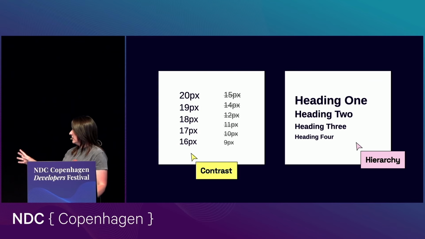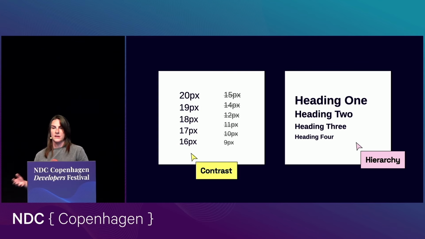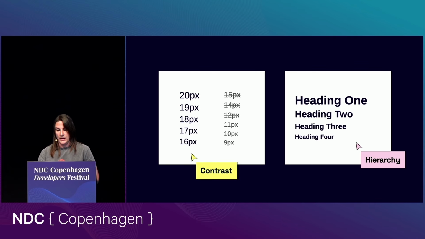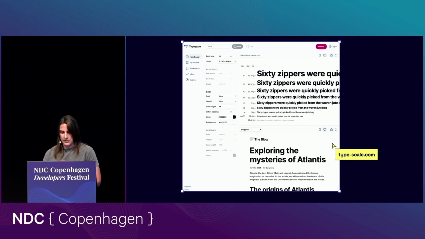Then for headings, we need to set the sizes based on that hierarchy principle. So heading 1 being the largest, and then the rest in that kind of descending order. There are quite a few tried and tested approaches to getting those sizes right and the scales right. Again, I have another good tool that I use all the time. This is Typescale, type-scale.com. It's a game changer for me because I'm not very good at maths.